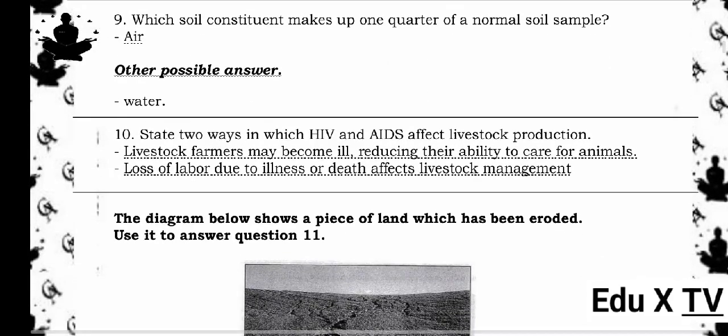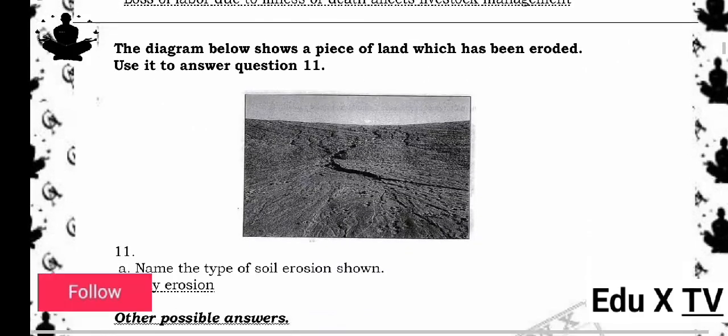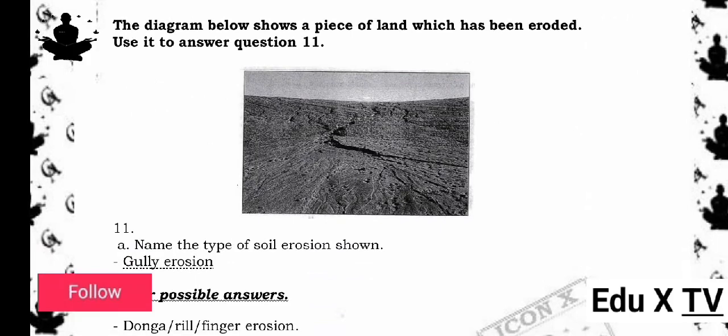10. State 2 ways in which HIV and AIDS affect livestock production. Livestock farmers may become ill, reducing their ability to care for animals. Money which was supposed to be used for animal production will be used to buy medication. The diagram below shows a piece of land which has been eroded. Use it to answer question 11.